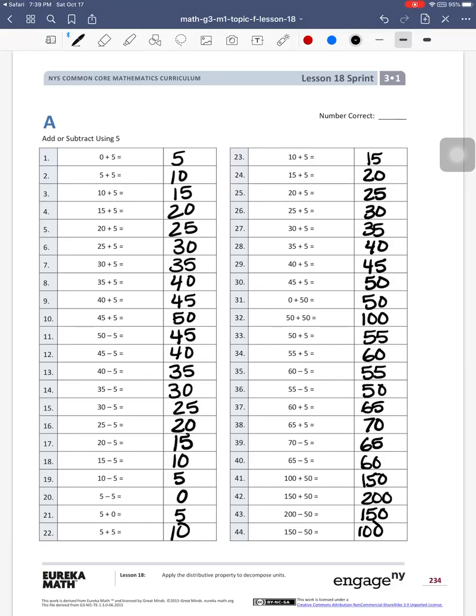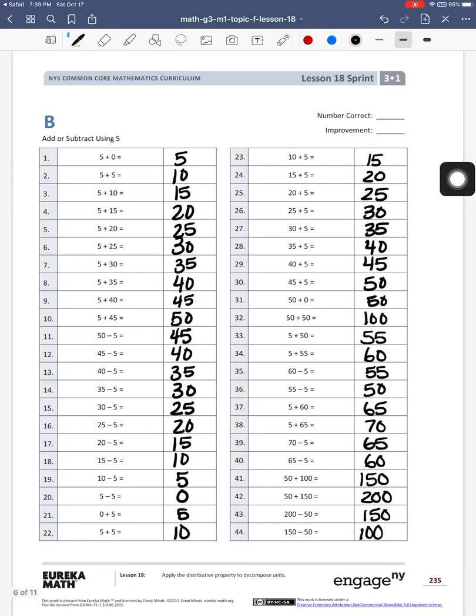Module 1, Lesson 18. All right, check your sprint A. Press pause while you're checking. Once you're done, press play again. Write your number correct up here. And now look at sprint B. Press pause while you're checking. Once you're done, write your number correct here. And then take your number on sprint B and subtract the number you got on sprint A and write the rate of improvement here.